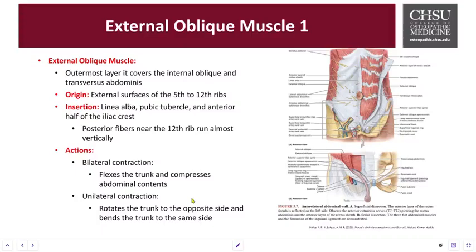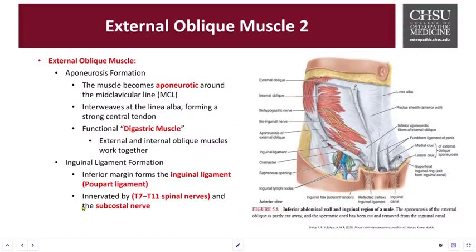The main actions are as follows. For bilateral contraction, it flexes the trunk and also helps compress the abdominal contents. It also has a role for unilateral contraction, rotating the trunk to the opposite side and bending the trunk to the same side. Athletes frequently strain this muscle during rotational sports. It becomes aponeurotic at the midclavicular line and forms the linea semilunaris. Together, with the external and internal oblique muscles, it works as a unit. On the inferior margin, it forms the inguinal ligament, also referred to as Poupart's ligament. The innervation comes from the T7 to T11 spinal nerves and also parts of the subcostal nerve.